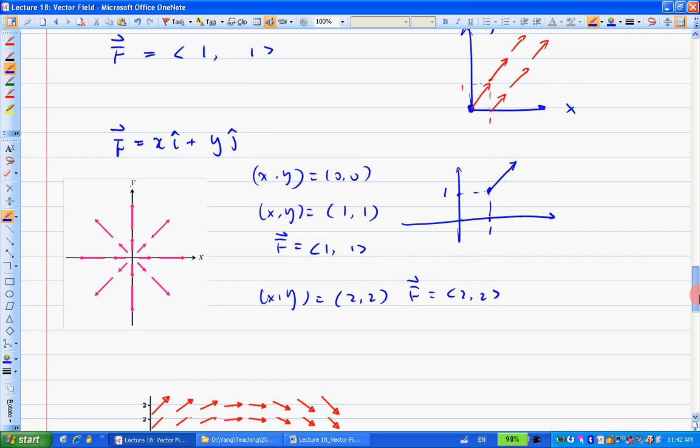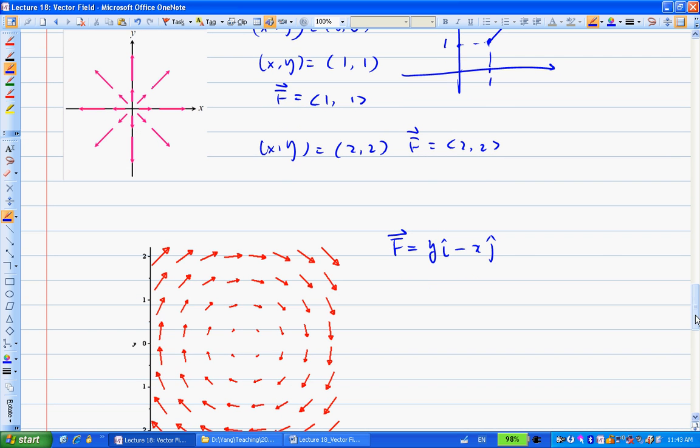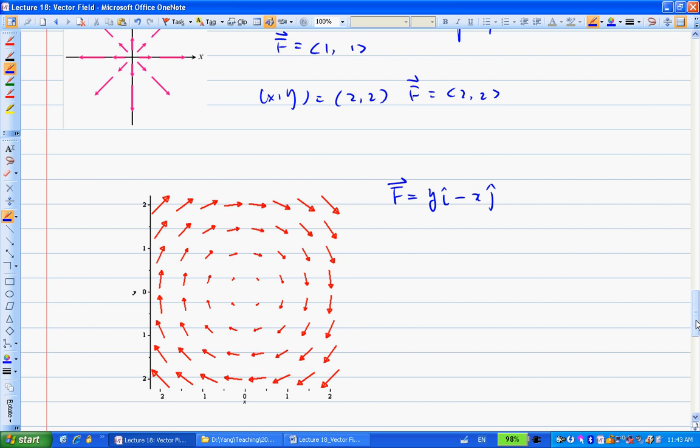So similarly, let's see for this one here. If I have f equal to y i hat minus x j hat. F is a vector. So for this particular vector, you do the same thing, basically plugging in the points and drawing the vector field. So what we end up with, if you look at this one here, what's this vector field? It's like a rotating field. Rotating field.